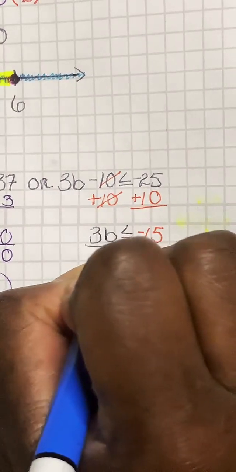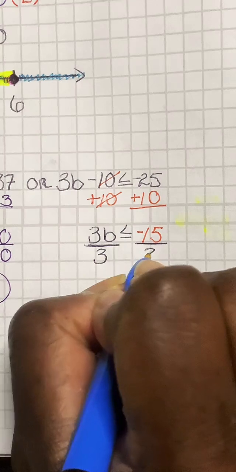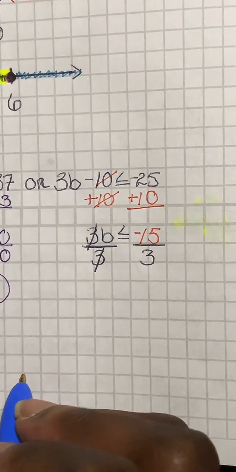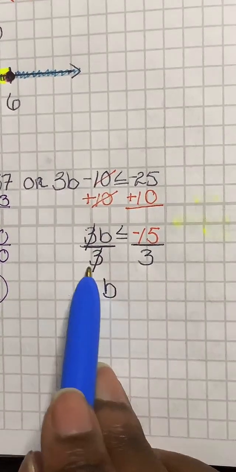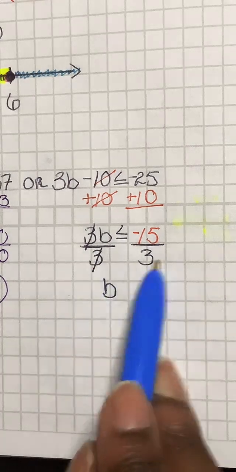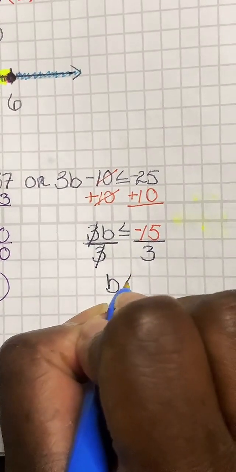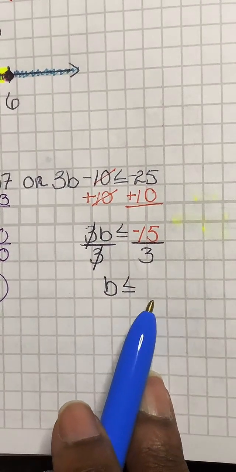So now we're going to divide both sides by 3 because we're trying to get b by itself. 3 divided by 3 gives me 1, or we're just going to write down our b. Since we divided by a positive 3, my inequality sign stays exactly the same. So less than or equal to. Less than or equal to what?